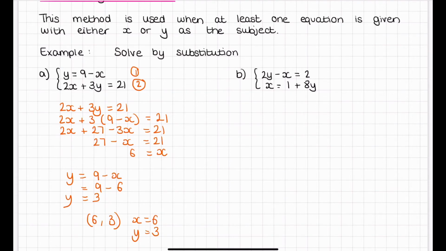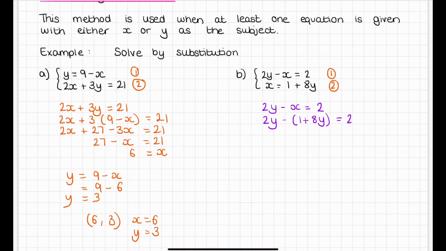Now b, same idea. This time we've got 2y minus x equals 2 and x equals 1 plus 8y. So this time we have an equation that's x equals, so we can sub that into equation 1. So once again, I'll label them equation 1 and 2. And we're going to use the 2y minus x equals 2 equation, and then we're going to sub the x equals into that one. So instead of x here, we're going to write 1 plus 8y, because we know that's what x equals.